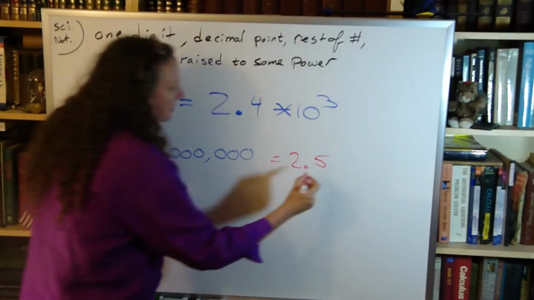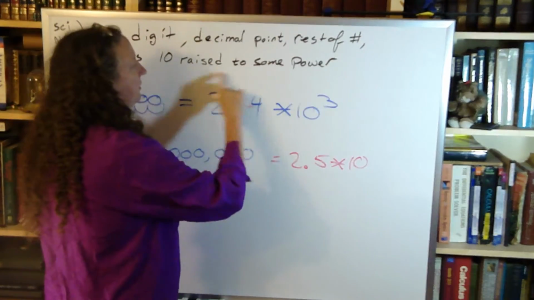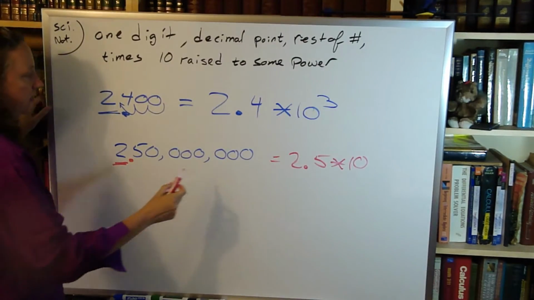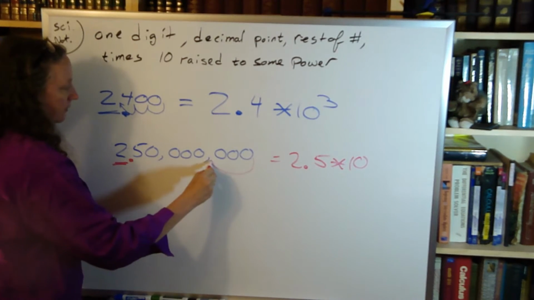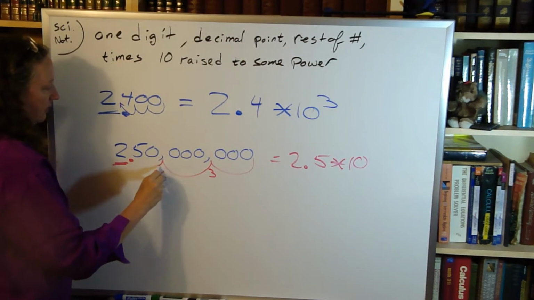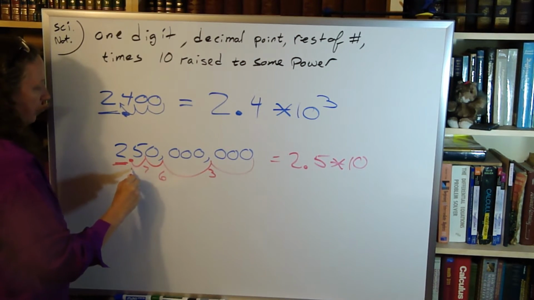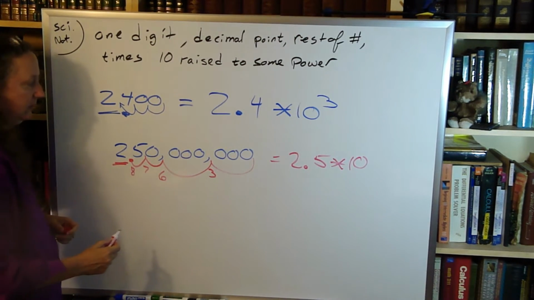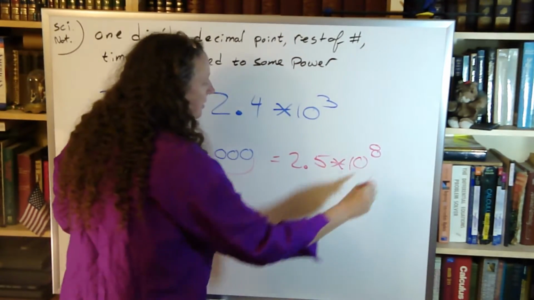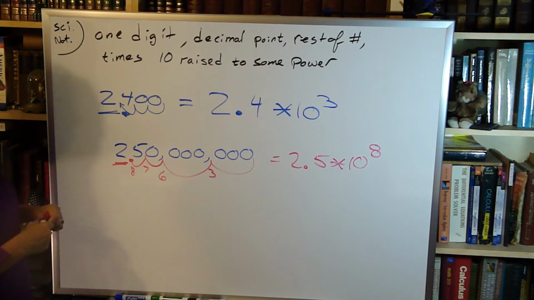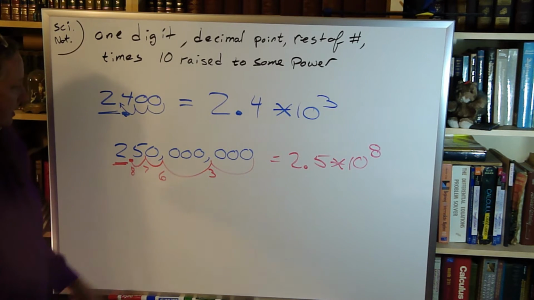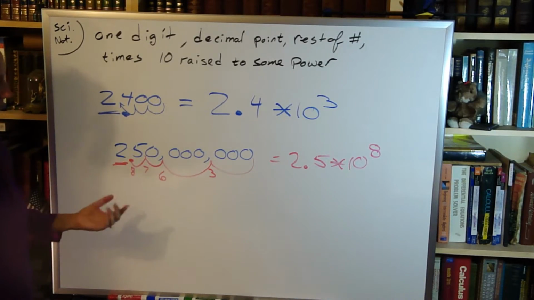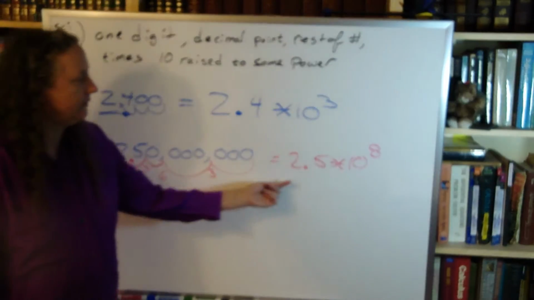Times 10, raised to some power. What power? So I have to count how many places I'm going to move my decimal point. 3, 6, 7, 8. 8 places. So my exponent is 8. And as I said, that's a pretty big number, so it's a positive exponent. Thousand, million, 250 million, or 2.5 times 10 to the 8.